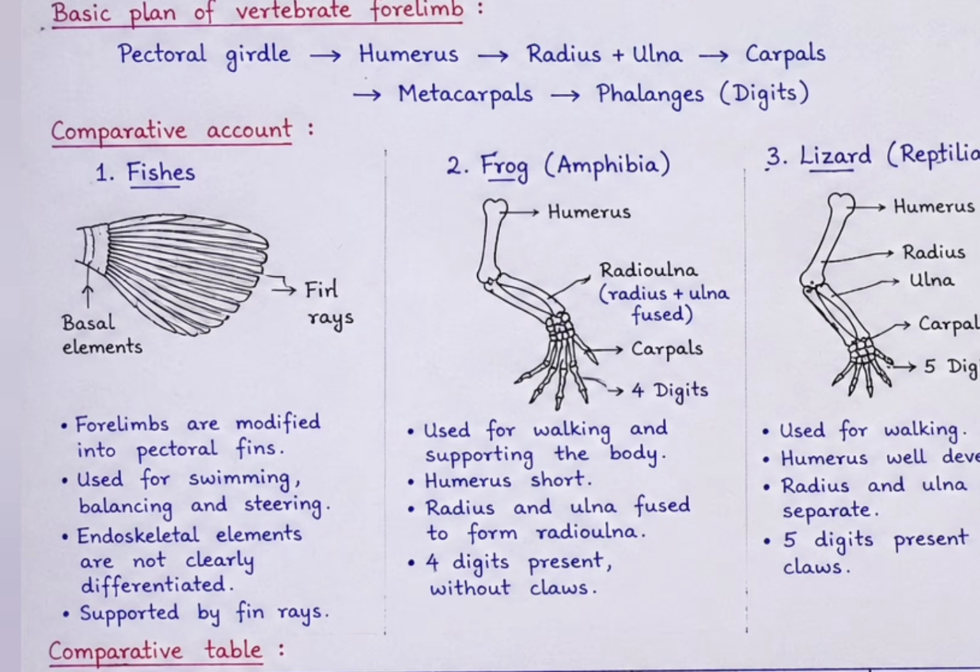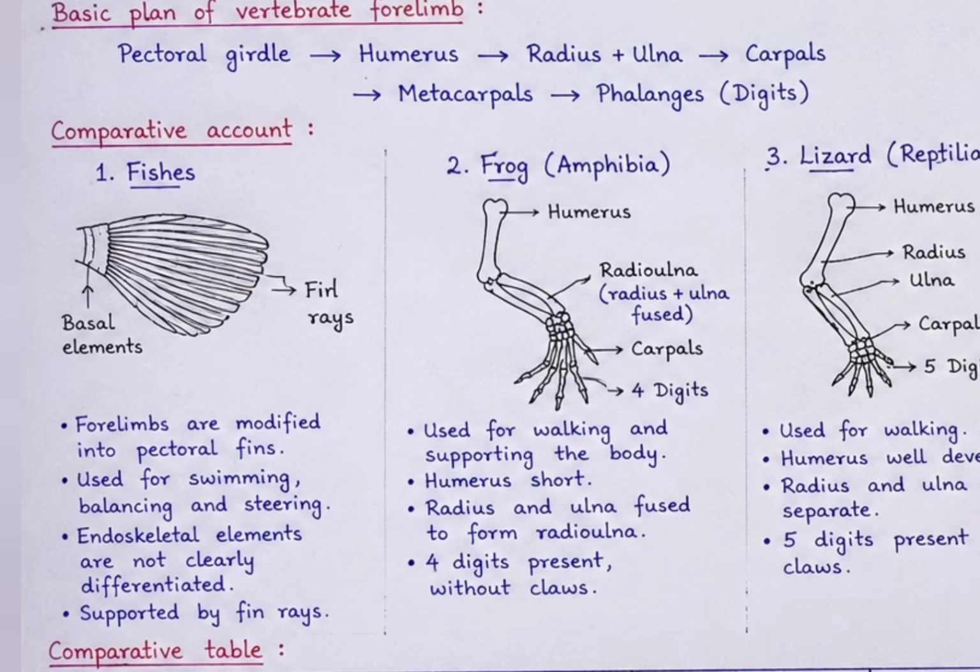Next, four digits are present without claws. In human mammals there are five digits, but in frog amphibians there are only four digits without claws. The claws are absent. Human forelimbs have claws, and the gap or skin between the fingers is called a web; in frogs that is absent. Now we have to see the diagram: the humerus, the radio-ulna where radius and ulna are fused, carpals, metacarpals and four digits.